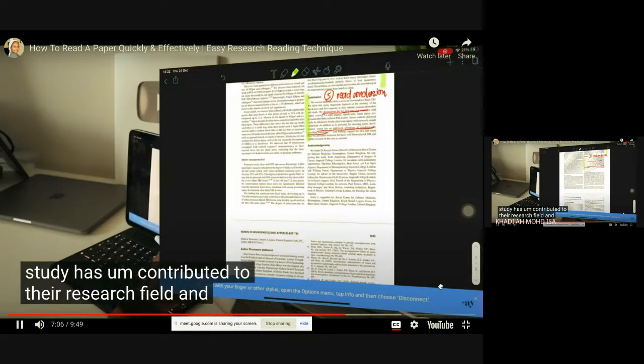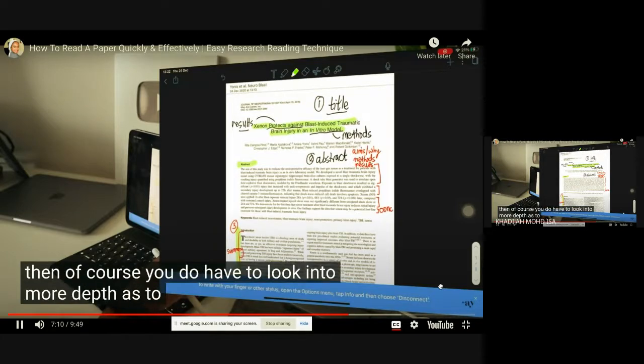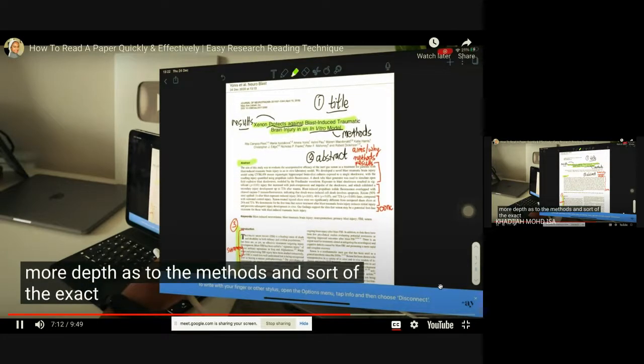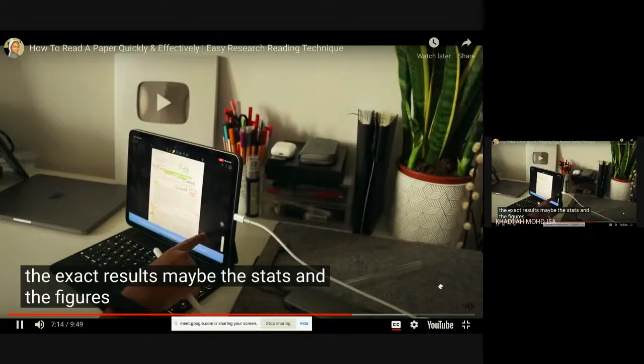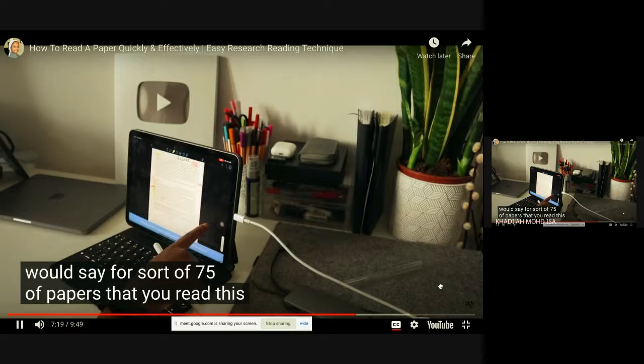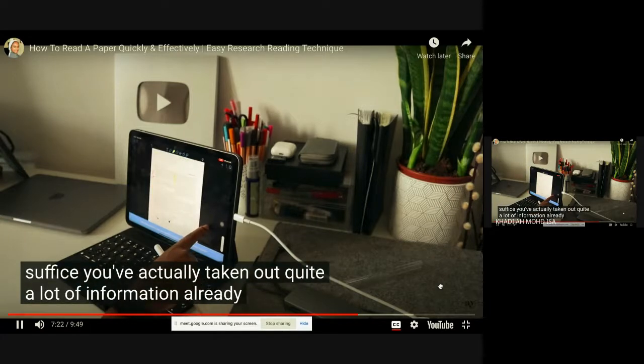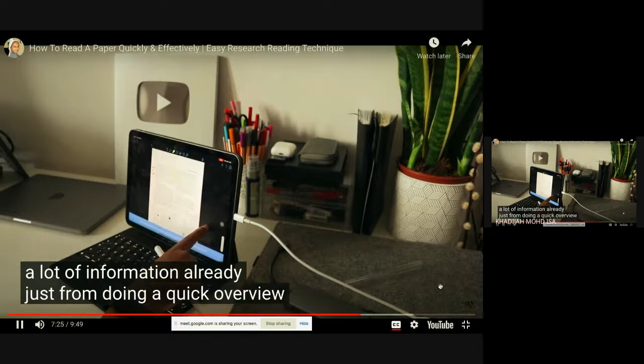And if you do want to go into more depth, then of course you do have to look into more depth as to the methods and the exact results and maybe the stats and the figures. But really, for most papers, I would say for about 75% of papers that you read, this would suffice. You've actually taken out quite a lot of information already just from doing a quick overview as I have done.